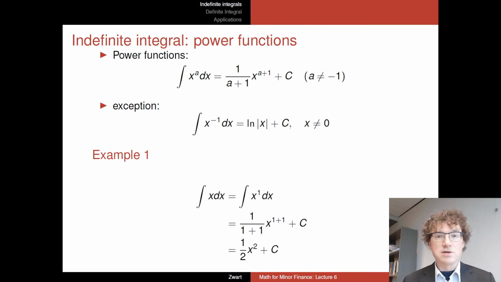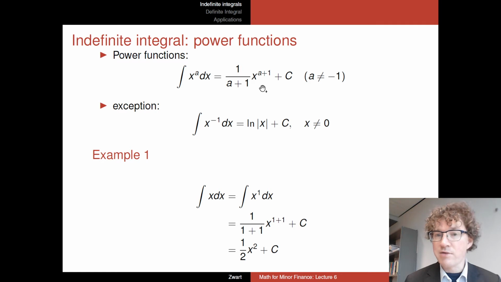So first look at some basic integrals, in particular power functions. If you have a power x to the a, so the function is x to some power a, and let's take a not equal to -1 because that's a special case. Can we find the indefinite integral of x to the power a? That's what this first line says. And the answer is yes, we can. What does it look like?